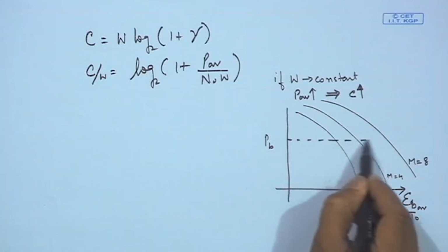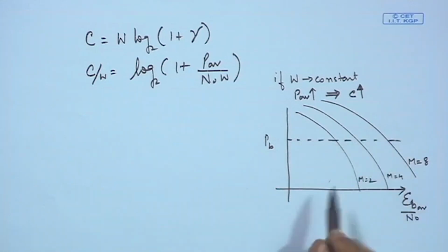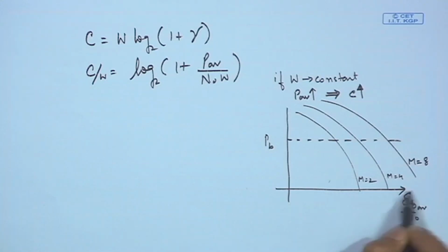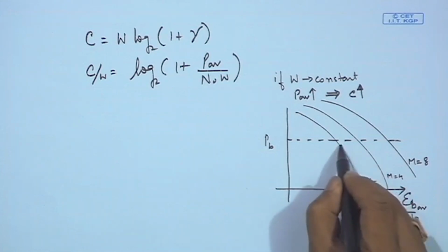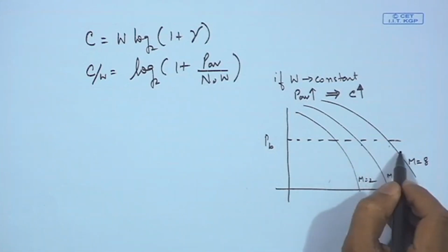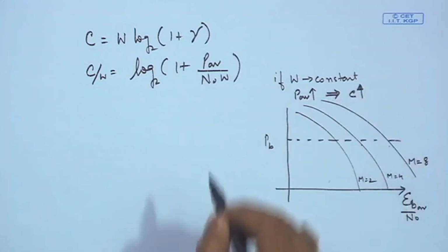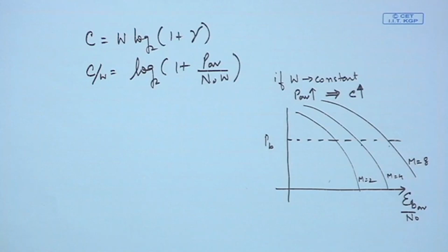For a given probability of error, as we keep increasing PAV, that means the average energy, that is equivalent to going to the right on this side, we can accommodate a higher and higher number of bits. So, that is consistent with this. So, we should be able to compare C with K upon T.